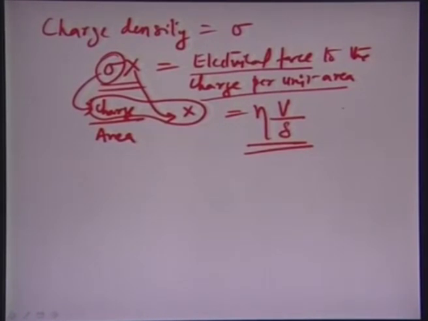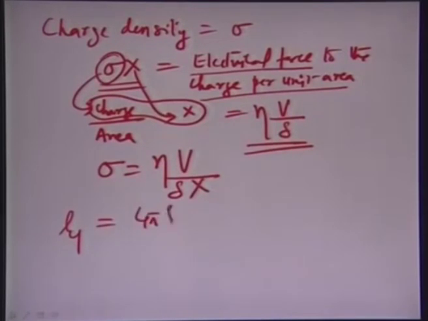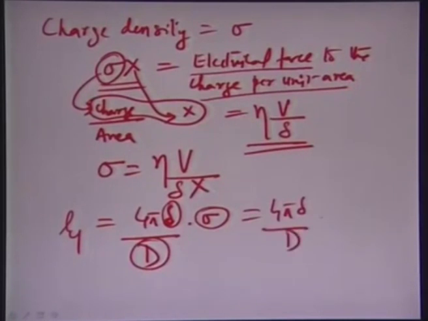So all said and done, we can find a relationship between sigma and all the other parameters, eta V by delta x, and also from the earlier derived equation on zeta potential that we found a few slides back, zeta came out to be equal to 4 pi delta divided by D times sigma. Delta here, if you may recall, was the thickness of the diffuse layer, D was the dielectric constant, and sigma was the surface charge. So in terms of zeta potential, we can write this equation as 4 pi delta by D times eta V by delta x.